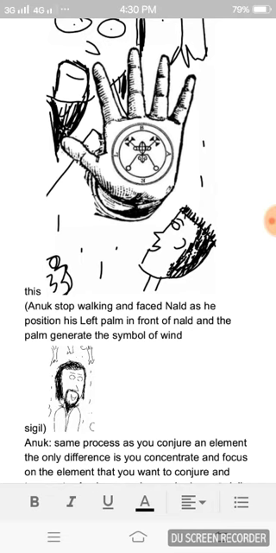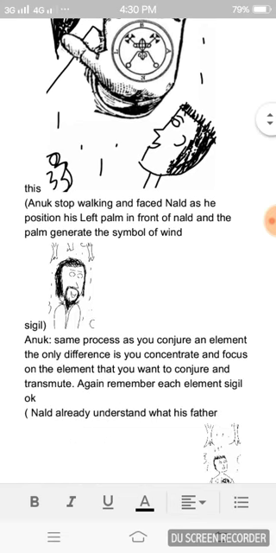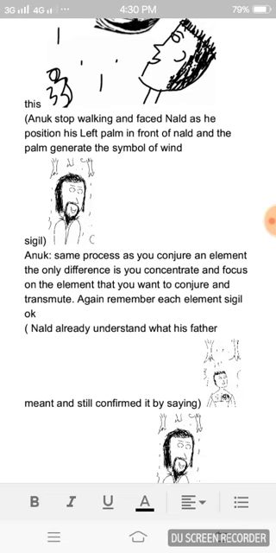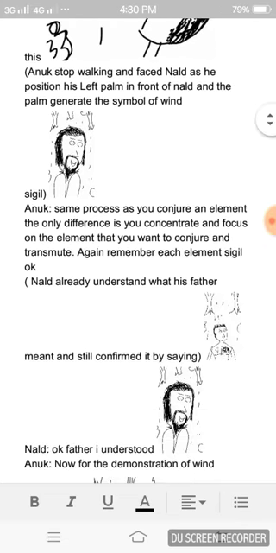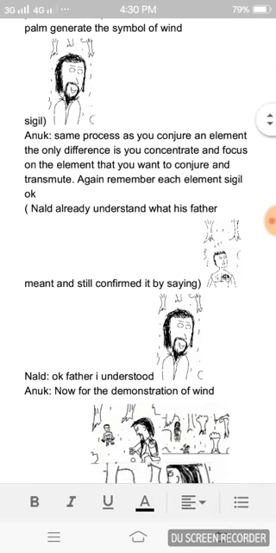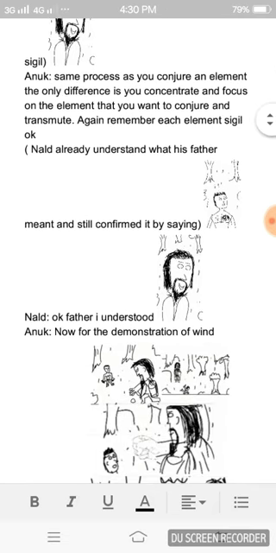Anuc stopped walking and faced Nald as he positioned his left palm in front of Nald, and the palm generated the symbol of wind. Same process as you conjure an element. The only difference is you concentrate and focus on the element that you want to conjure and transmute. Again, remember each element sigil, okay? Nald already understood what his father meant and still confirmed it by saying, "Okay, Father, I understood."